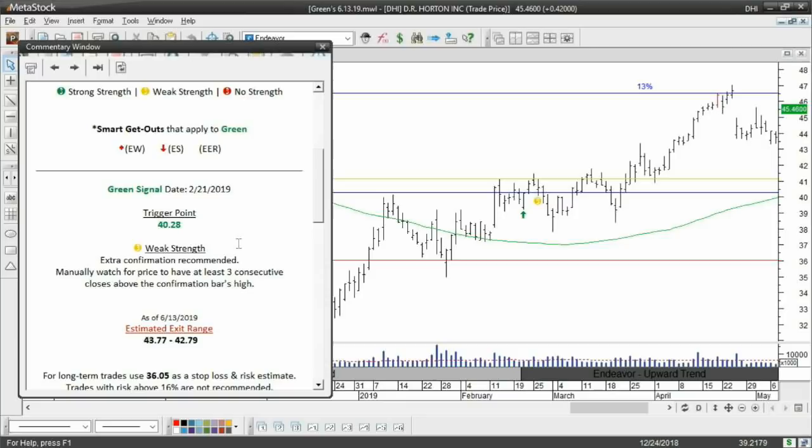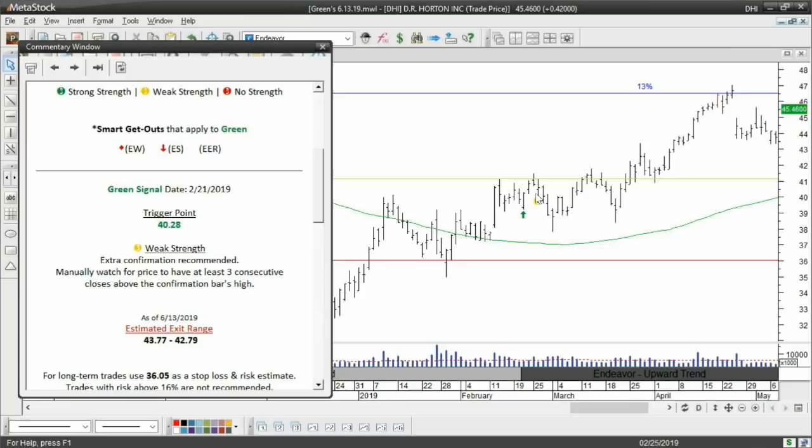We know that we need three consecutive closes now above this bar's high, because that's our confirmation bar. The high is 41.13, which is represented by this yellow line. I'll get rid of the blue one. And now, just like before, we patiently wait. This stock goes on a watch list.